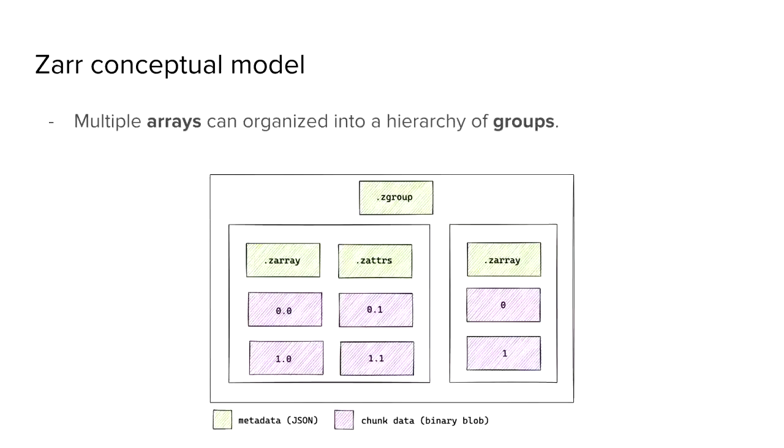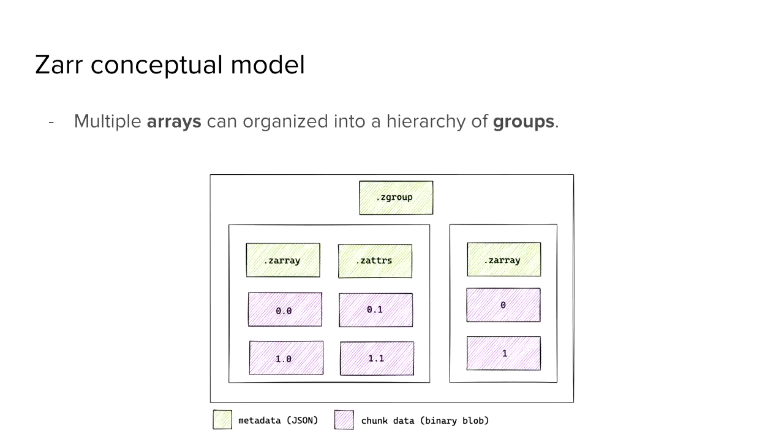The conceptual model for ZARR is that it's not only the binary data, but it also allows for grouping of these larger data sets. So you could have multiple images within a single store object. And so ZARR is organized in this hierarchical form.